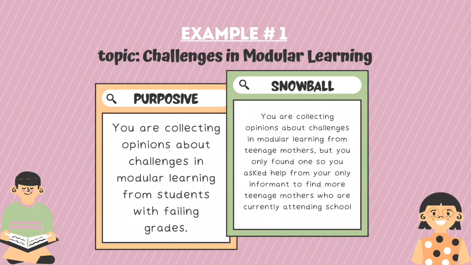Lastly, we have snowball. You are collecting opinions about challenges in modular learning from teenage mothers, but you only found one, so you ask help from your only informant to find more teenage mothers who are currently attending school. In this example, the researcher encountered a difficulty in finding more possible samples or informants, so he used the referral method or the snowball sampling. With the help of his first informant, there is a chance he can find more participants for his study.